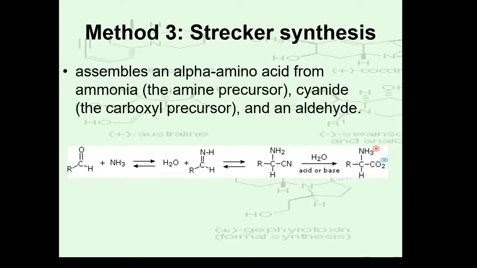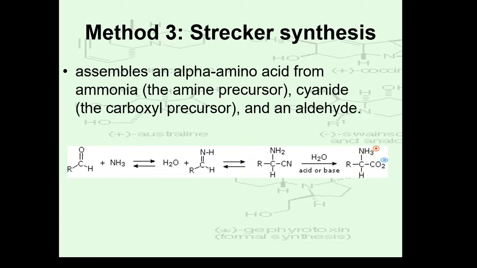Besides just throwing an amine at the bromo, I think the Strecker synthesis is the coolest way, not the best, but the neatest, the cleanest way of creating an amino acid, besides just dumping a whole bunch of ammonia in. It allows us to start with an aldehyde and ammonia to make our compound.